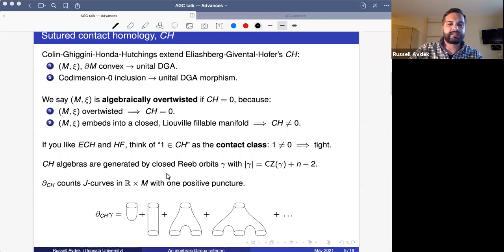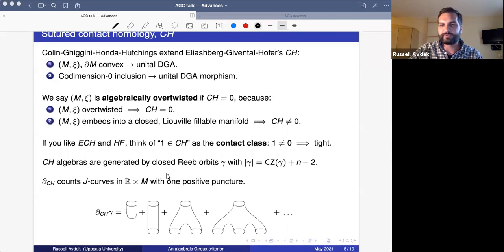And we'll say that a contact manifold is algebraically overtwisted, a notion from Niederkrüger and Bourgeois, if the contact homology is 0. Is there some objection? This is because if the contact manifold is geometrically overtwisted, then the contact homology will indeed be 0. And if the contact manifold embeds into anything which is closed and Liouville fillable, this tells us the contact homology is non-zero.